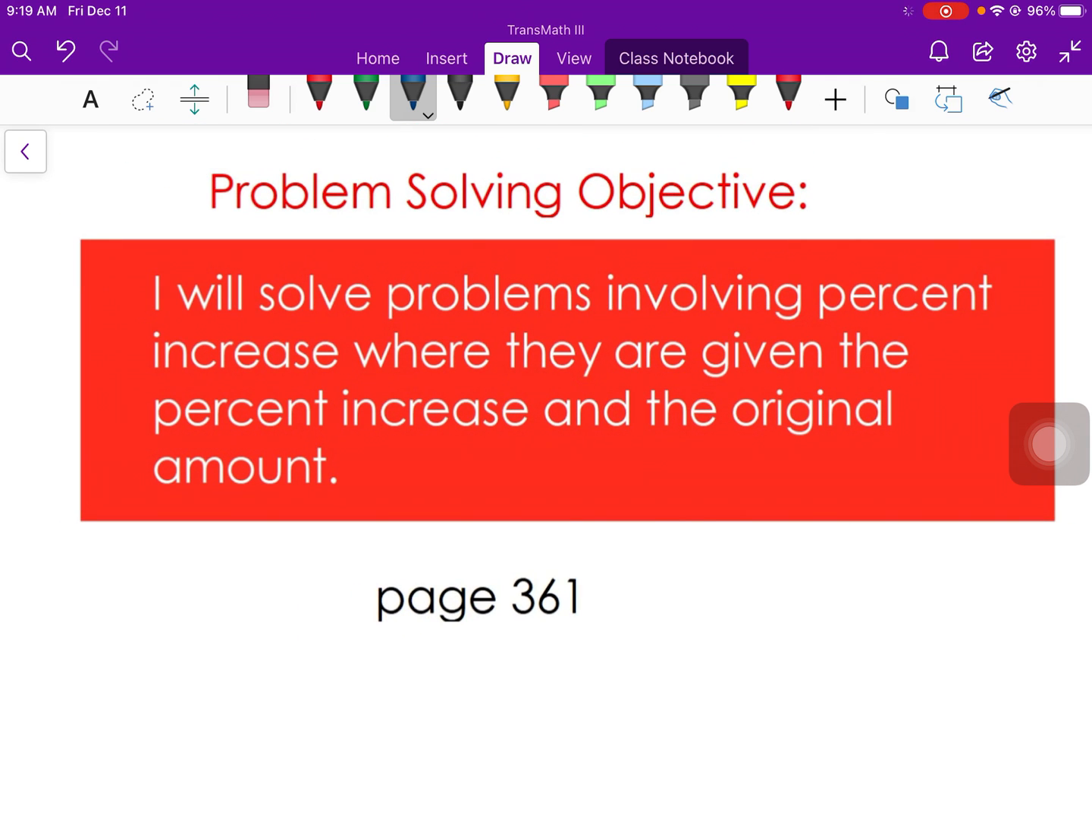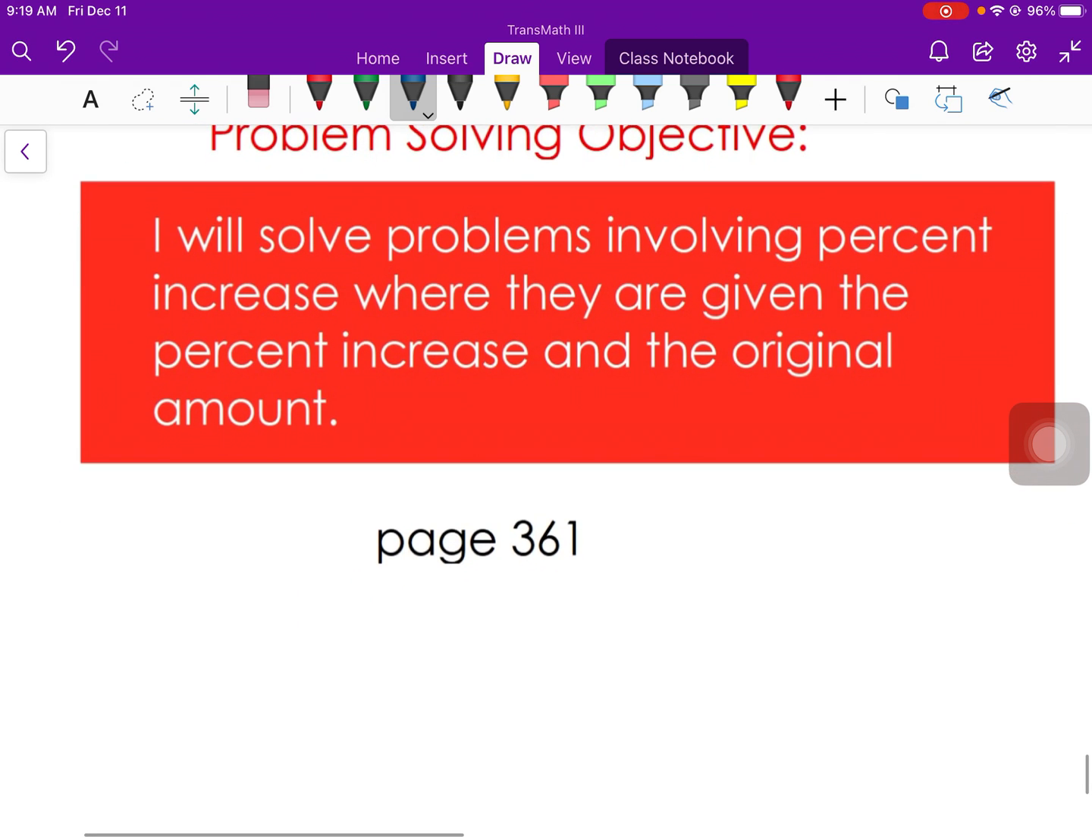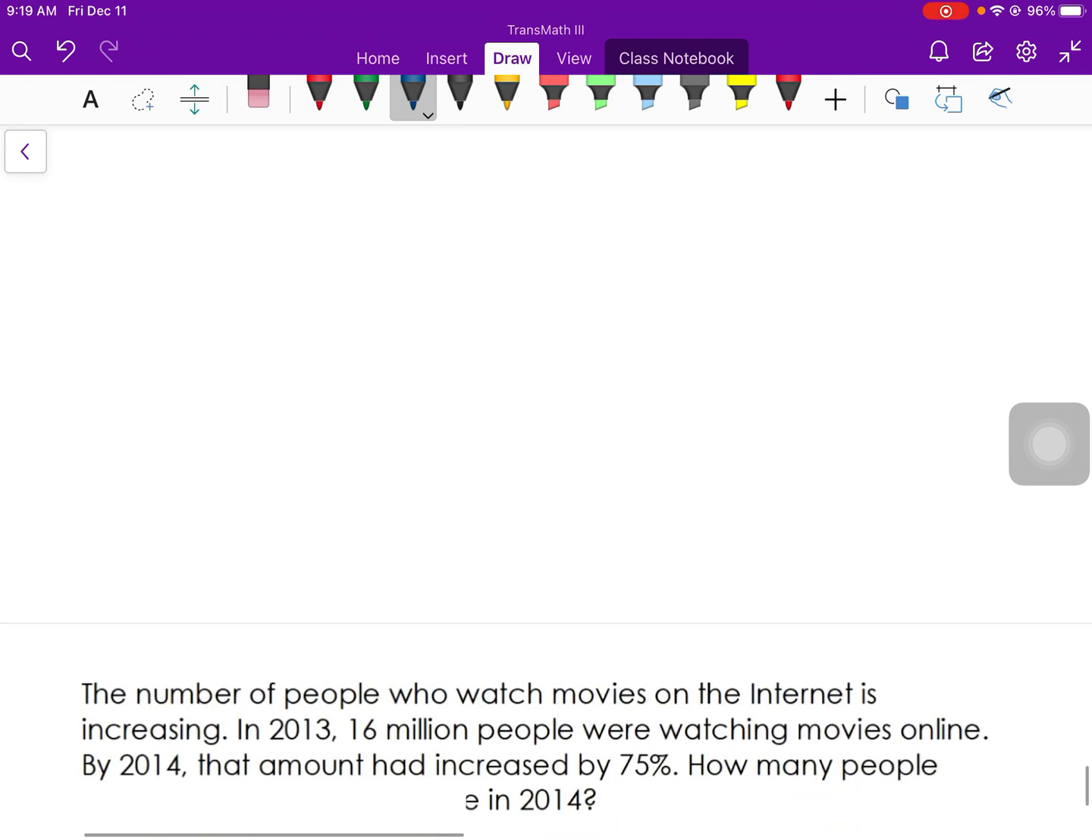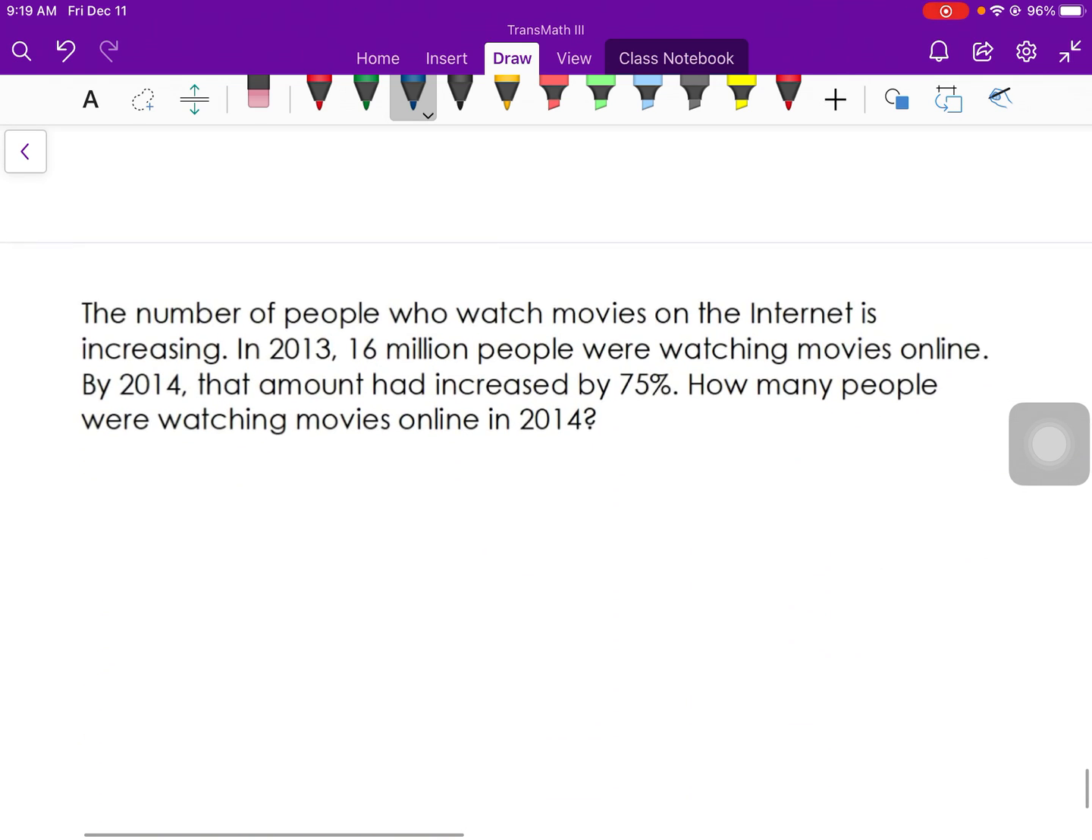So next we're going to solve problems involving percent increases where they're given the percent increase and the original amount. The number of people who watch movies on the internet is increasing. In 2013, 16 million people were watching movies online. By 2014, that amount had increased by 75%. How many people were watching movies online in 2014?